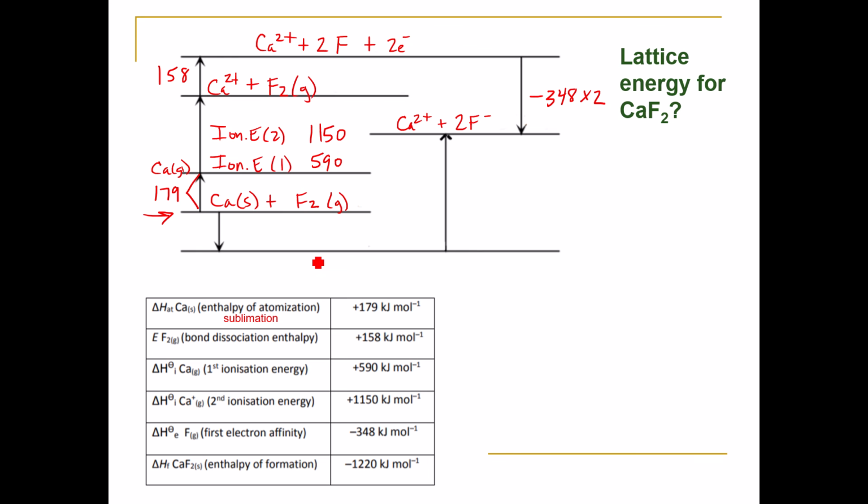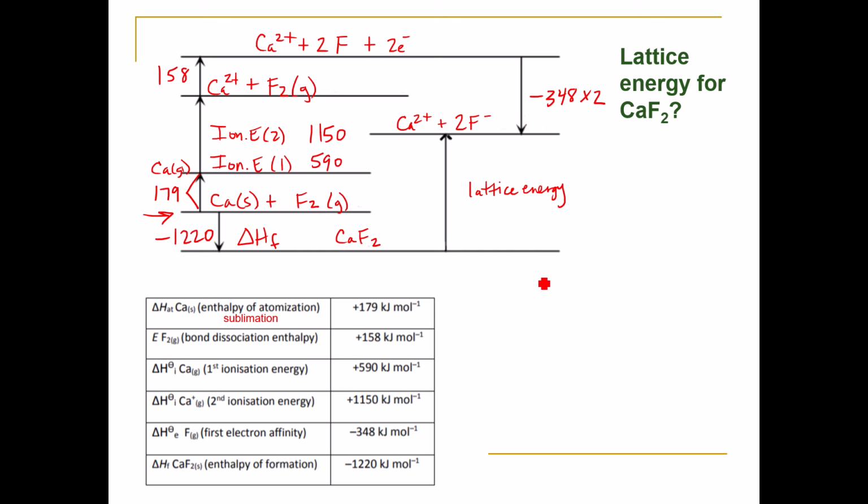And remember I'm trying to get down here to make calcium fluoride. So here would be my lattice energy that I'm looking for. And so this last part that we need to fill in is the heat of formation. Starting with the elements and turning it into the compound. So the heat of formation value, the last one down there, -1220.